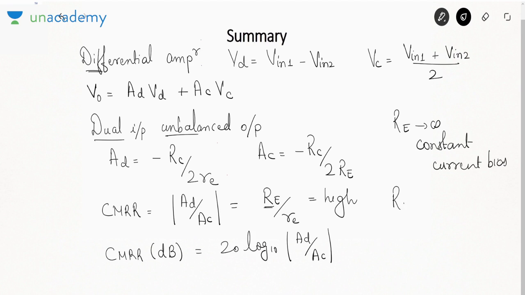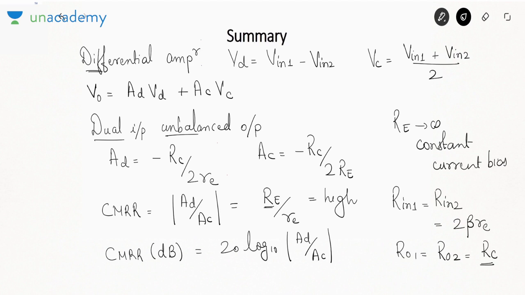And then I told you the differential input resistance, that is the input resistance at one terminal with the other terminal grounded, it was 2 beta Re, and the differential output resistance, which is the output resistance with respect to ground, it is RC. So these parameters we have derived for one configuration of the differential amplifier. In the next lecture, I will derive the same parameters but for the other three configurations of the differential amplifier. Okay, so this will be all from this video.